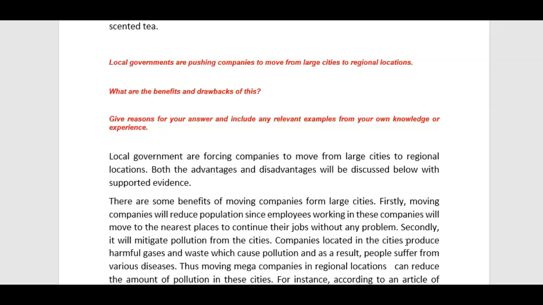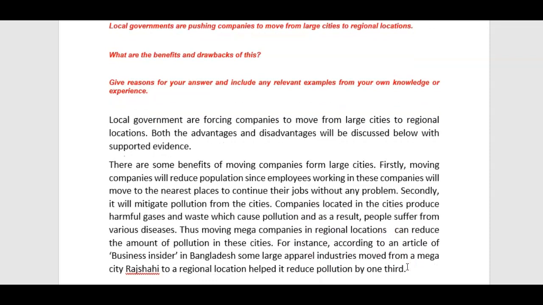They produce harmful gases and waste which cause pollution, and as a result, people suffer from various diseases. Thus, moving mega companies to regional locations can reduce the amount of pollution in these cities. For instance, according to an article from Business Insider in Bangladesh, some large apparel industries moved from a megacity to a regional location, Rajshahi, which helped it reduce pollution by 1/3. Okay, fine.